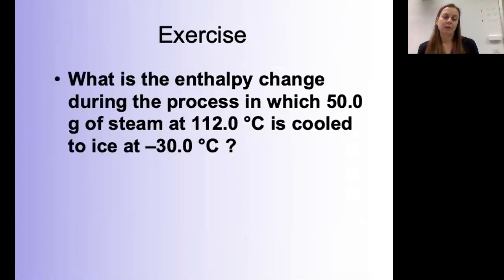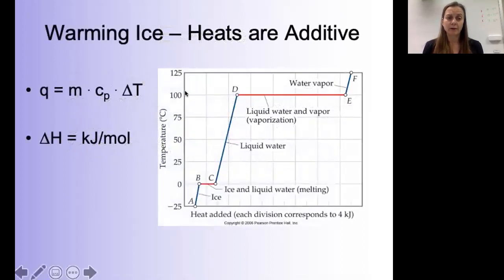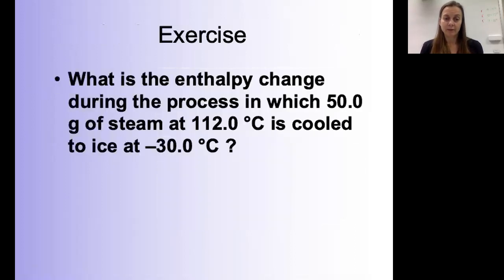We're given this question. What is the enthalpy change during the process in which 50 grams of steam at 112 degrees Celsius is cooled to ice at negative 30 degrees Celsius? Well, in order to answer this question, this wouldn't look quite like this curve. We would be starting here and going down, cooling down to 100 degrees, then condensing, and then cooling down again to 0 degrees, and then freezing, and then cooling down again to the final temperature of negative 30 degrees Celsius.